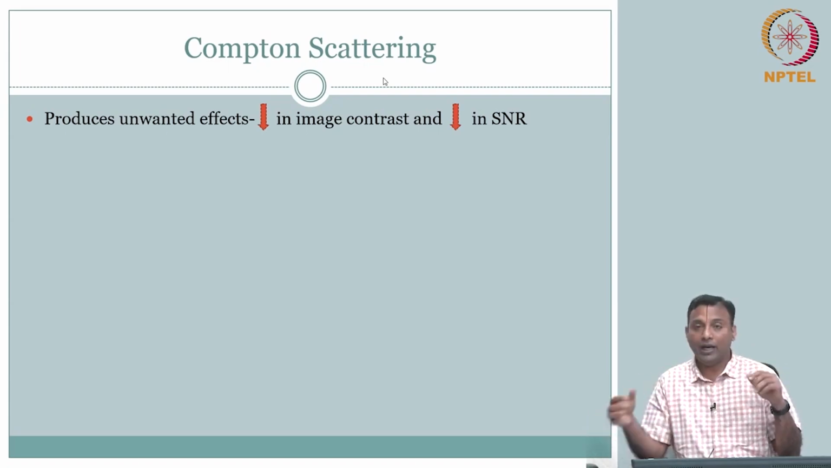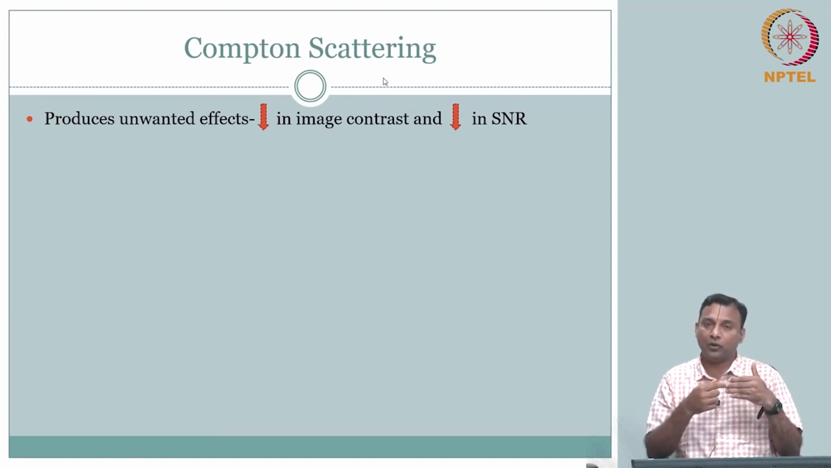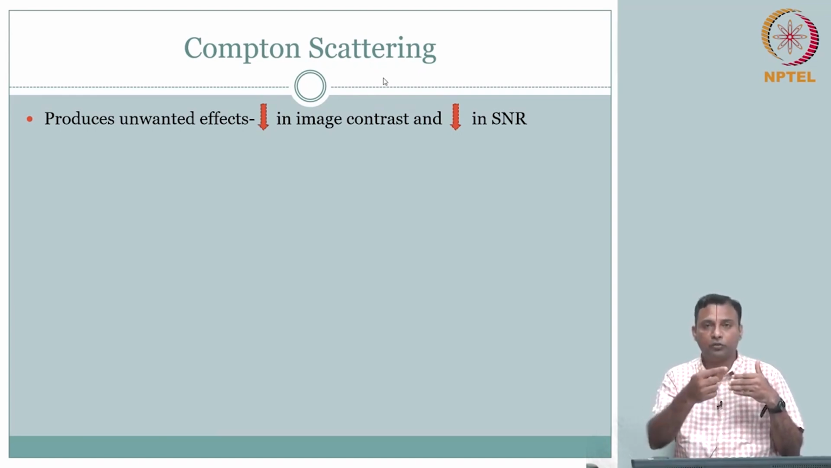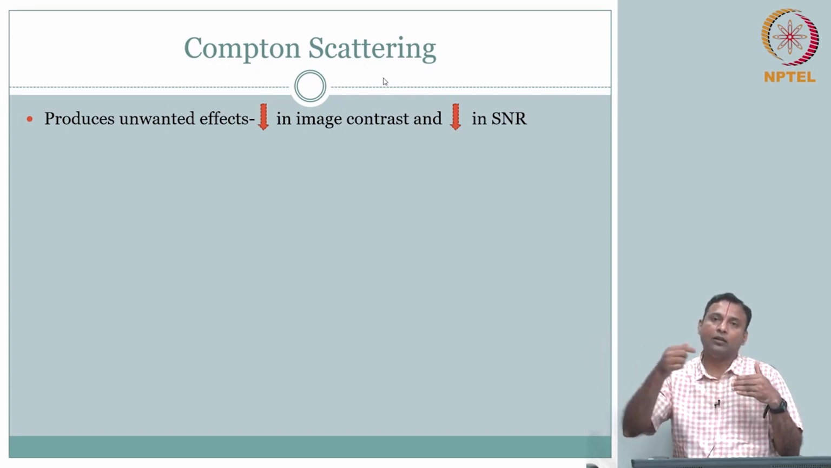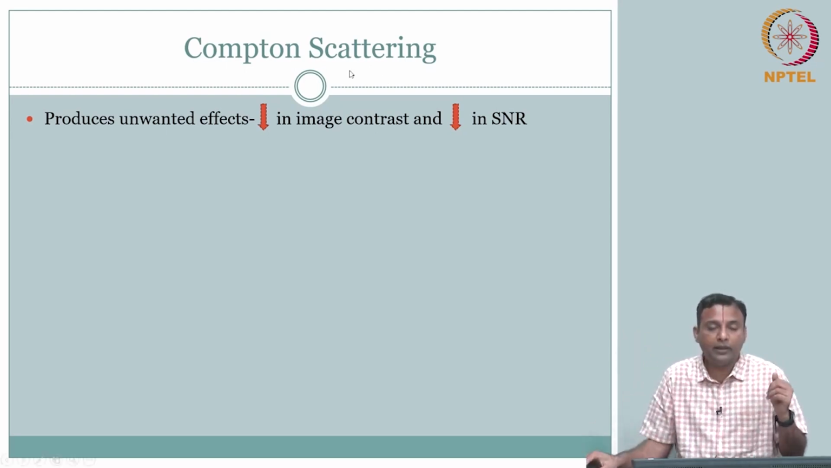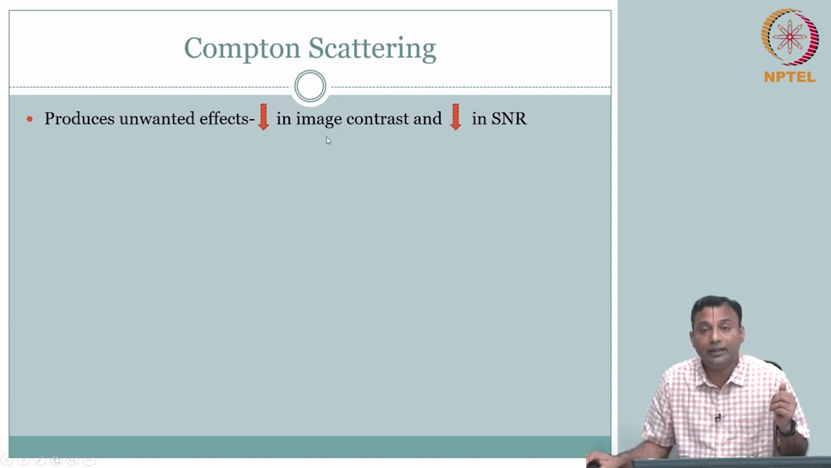So you have a signal that came from the photoelectric effect, the number of photons due to your photoelectric effect, but on top of it you also get some other photons from a different location, which are Compton scattered. So what it does is it reduces the image contrast and also reduces the signal to noise ratio.